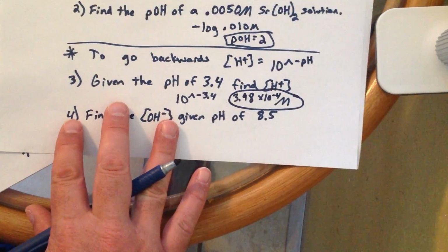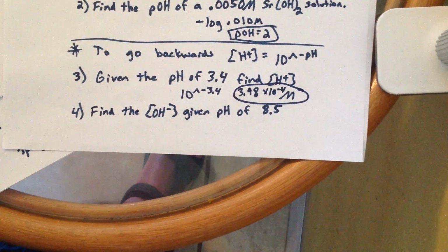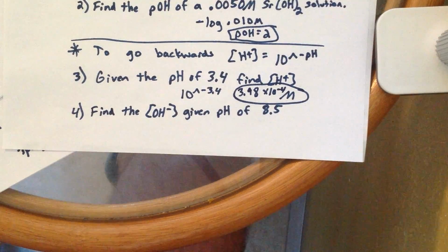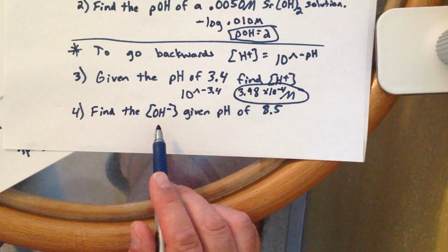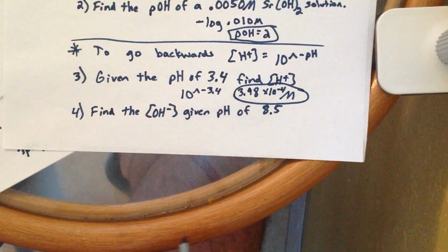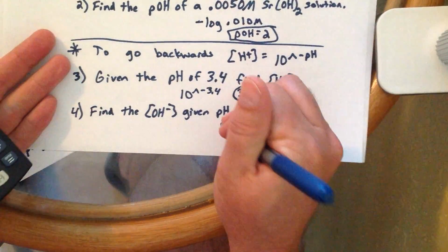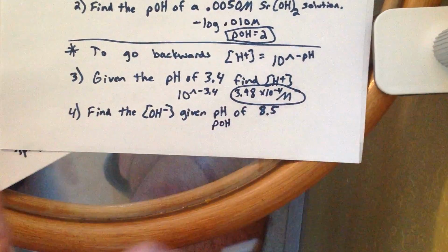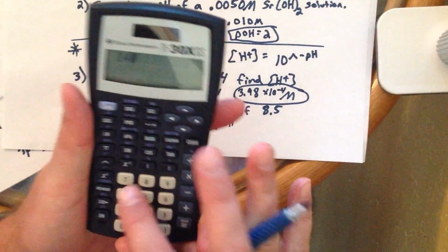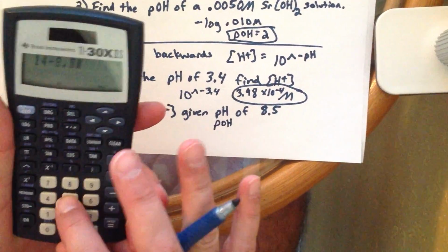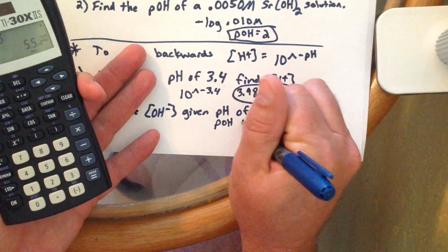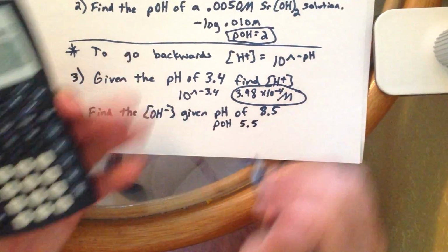What if we have the next one, where we're finding the OH minus, but we're given the pH? Uh-oh, I don't like this at all. How much of a base is pH? I need pOH to look at it from the base perspective. So I'm going to say 14 minus 8.5 to look at it from the different perspective. And I'm going to get the pOH is 5.5.